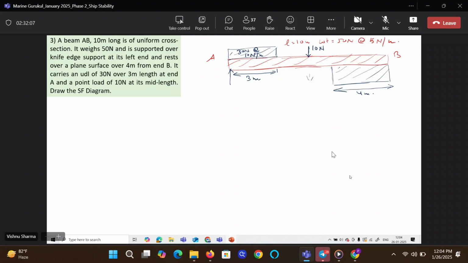Now, there will be reaction. What will be the total reaction, guys? How much will be the total reaction? Tell me. What will be the total reaction, class? 90. 90 newtons. 90 newtons, okay. And you will have reaction at A. And you will have reaction over this 4 meters, guys, which will be uniformly distributed.